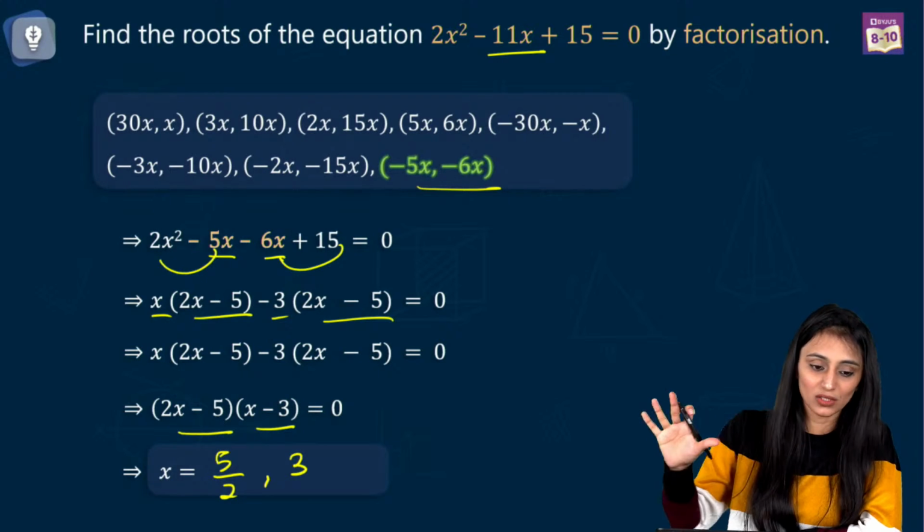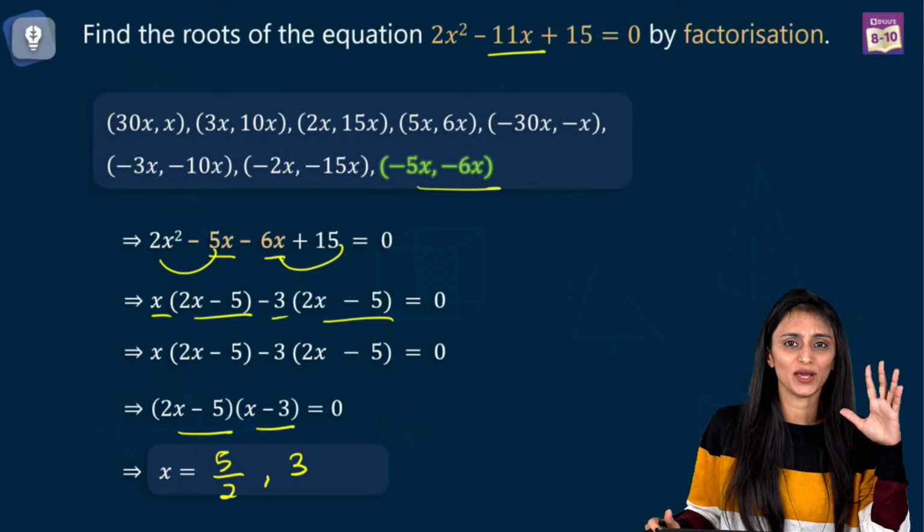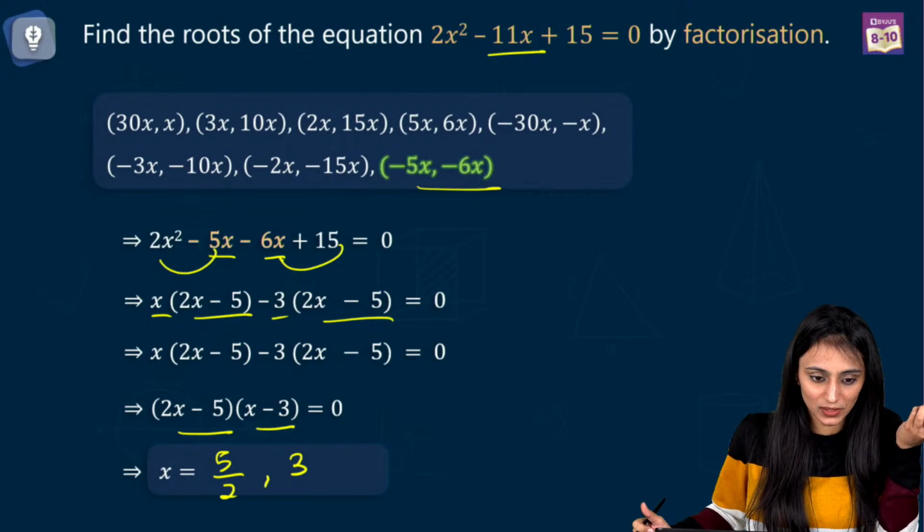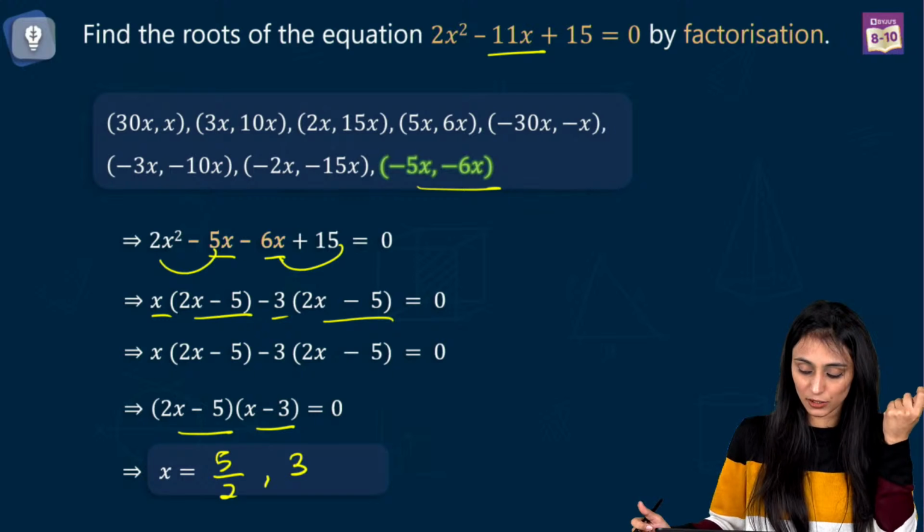Yes, all of you have given the right answer. So we all are pretty well aware of this, right? The factorization method. Yes. Thank you, Dhanya Shri. 5 by 2 comma 3. Yes, these are the roots.